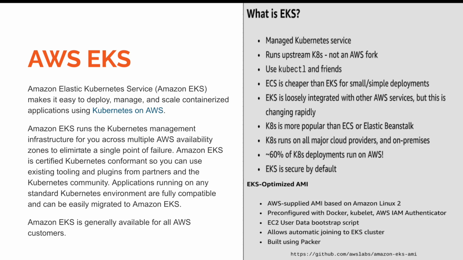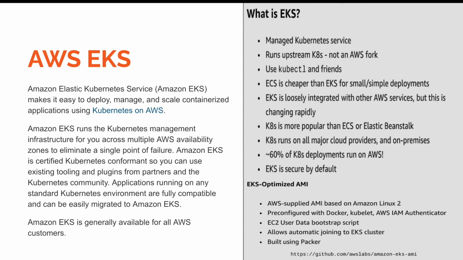Okay, Amazon EKS runs the Kubernetes management infrastructure for you across multiple AWS availability zones to eliminate a single point of failure. Amazon EKS is certified Kubernetes conformant, so you can use existing tooling and plugins from your partners and the Kubernetes community. Applications running on any standard Kubernetes environment are fully compatible and can be easily migrated to AWS EKS. That's why it's so popular. Amazon EKS is generally available to all AWS customers.